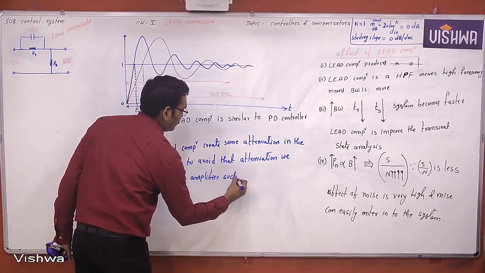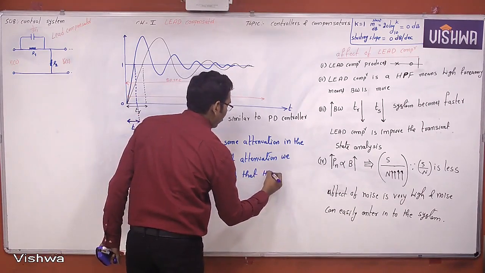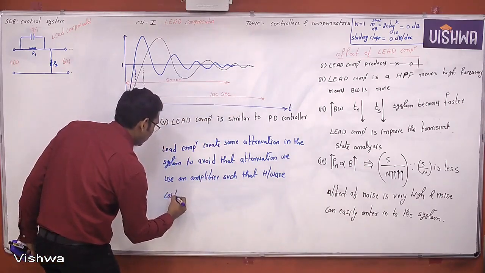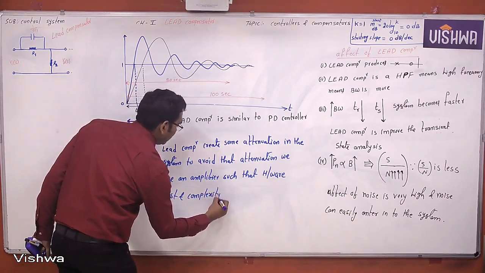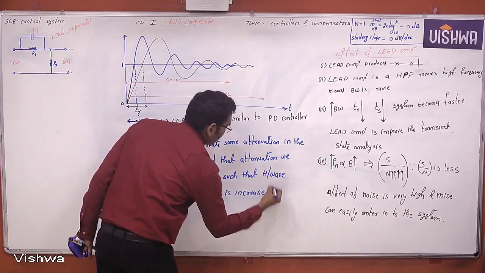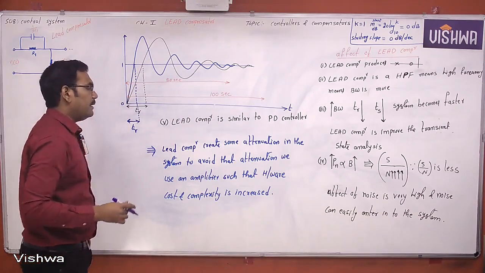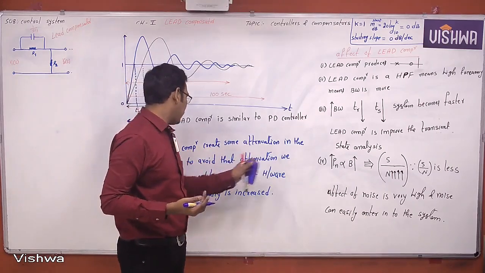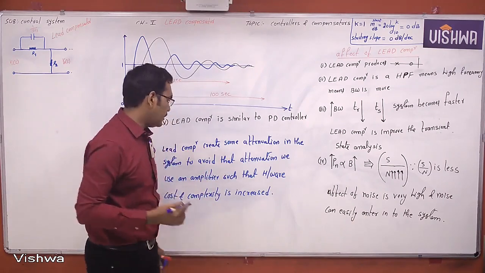such that hardware cost and complexity is increased. The lead compensator creates some attenuation in the system. To avoid that attenuation, we use an amplifier, such that the hardware cost and complexity is increased.